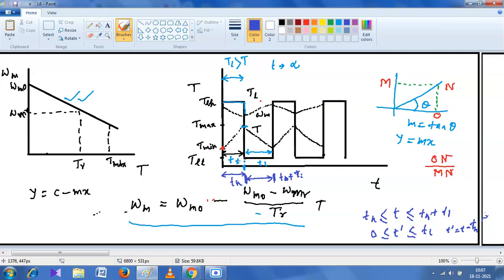And what is the value of load torque in this region? How much is the load torque in this region? T_h plus T_L.